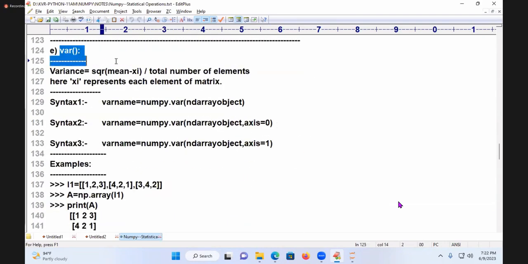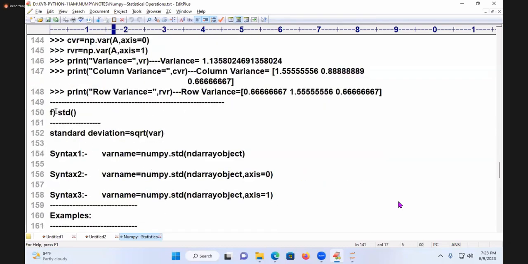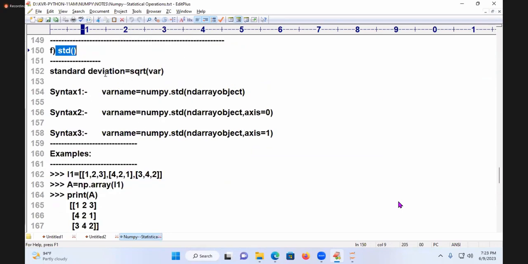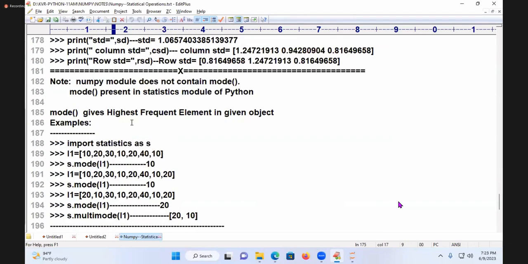Next, variance also same. Square of, not SQRT, square. Square means what? Whole square. Mean minus xi or xi minus mean, anyhow, xi minus mean or mean minus xi, whole square. 0.5 whole square or minus 0.5 whole square is equal to 0.25 only, so it doesn't make any difference. Divided by the total number of elements. So given the data, see the data now. Got it. STD, so square root of variance. Got it. And here all the information is coming.